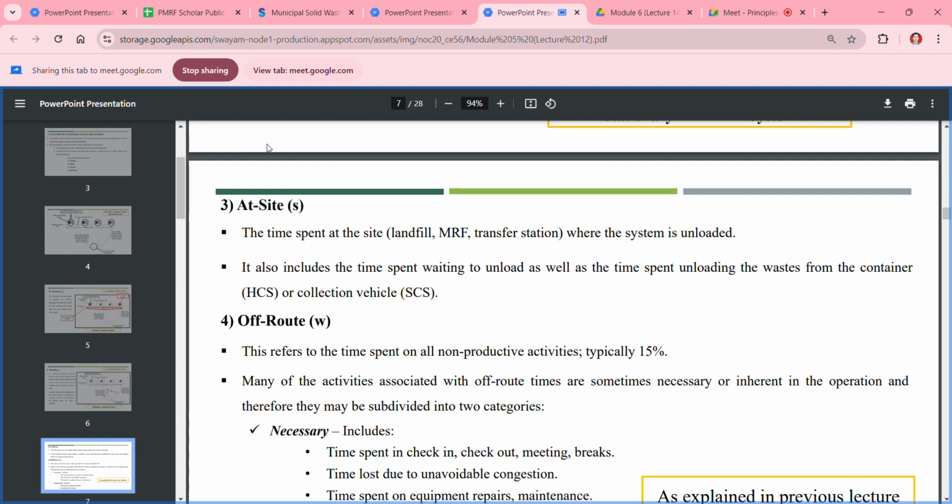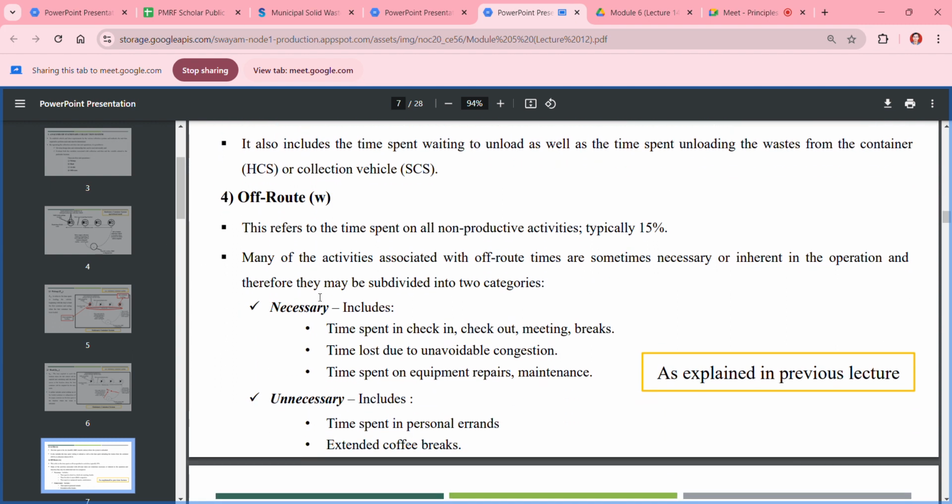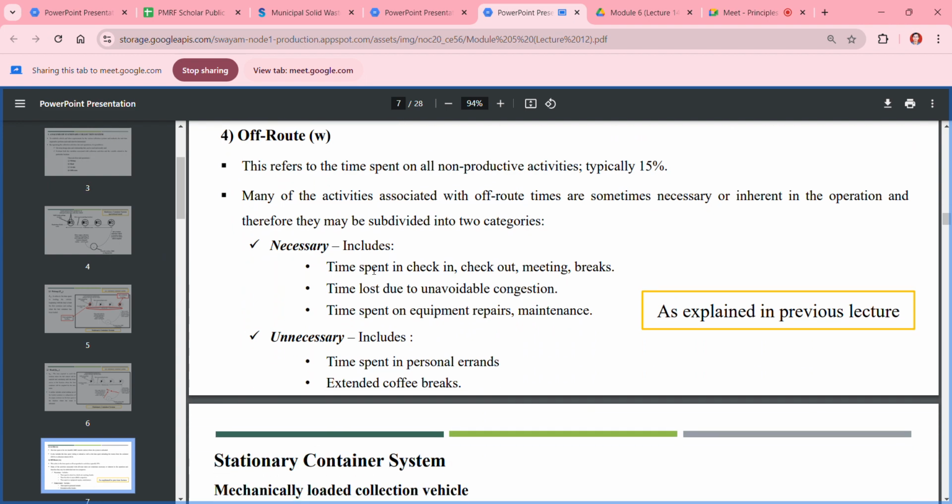And off-route time, we generally consider it as 15% of the total time, and this includes the time spent in check-in, check-out, meetings or breaks, and time lost due to unavoidable congestion, time spent on equipment repairs or maintenance, or some unnecessary factors like time spent on personal errands or extended coffee breaks.